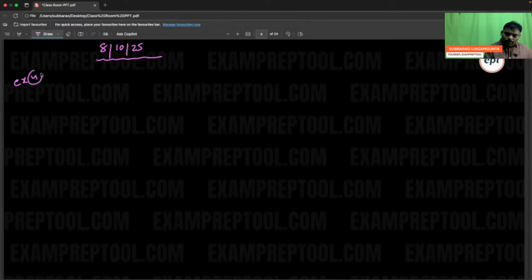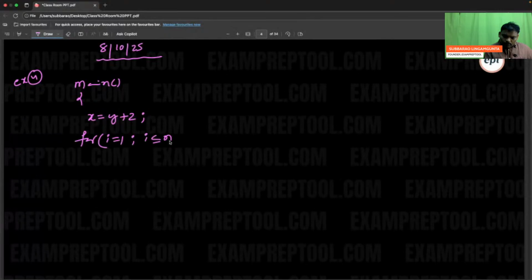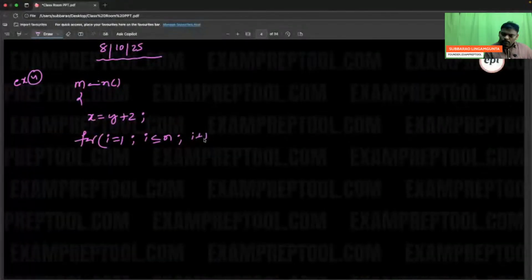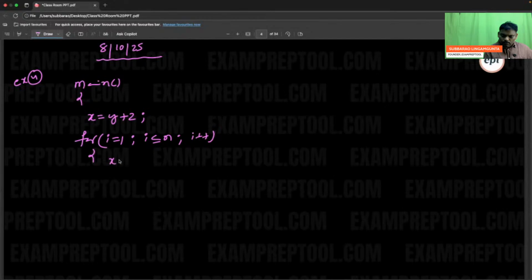Example 4. Main. x is equal to y plus z, for i is equal to 1, i less than or equal to n, i plus plus, within the bracket x is equal to y plus z. So the for loop is over.